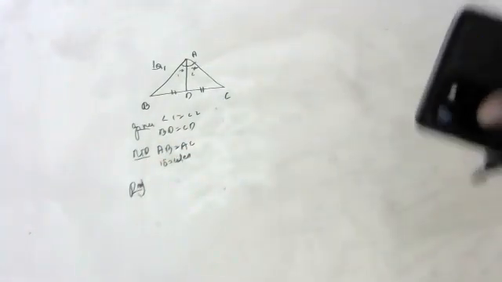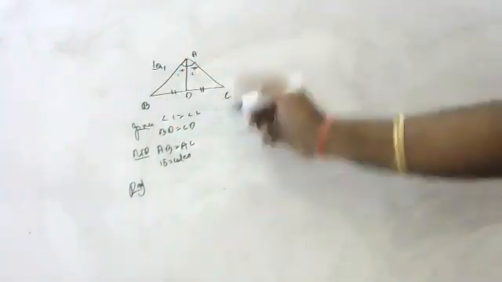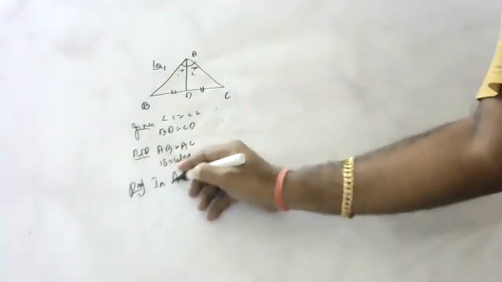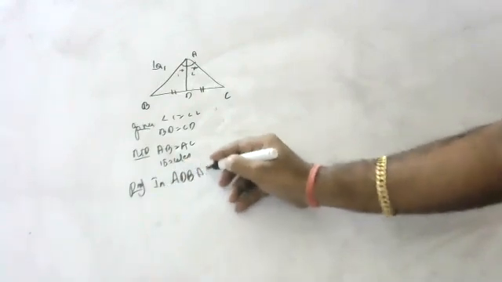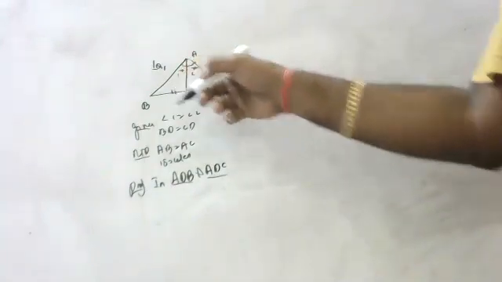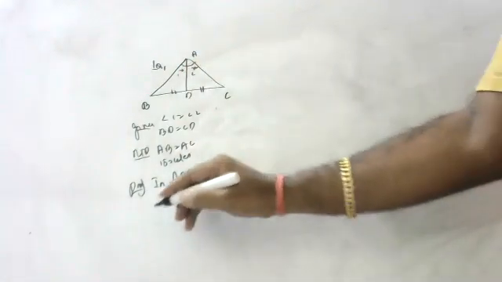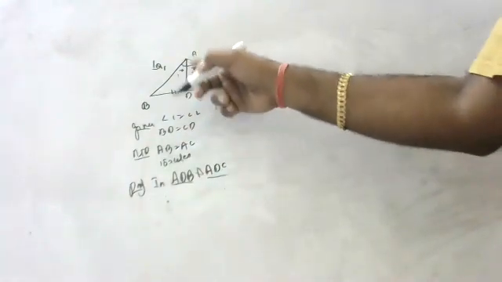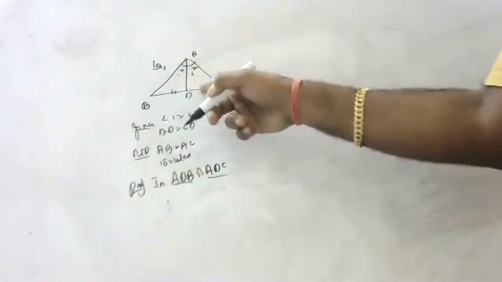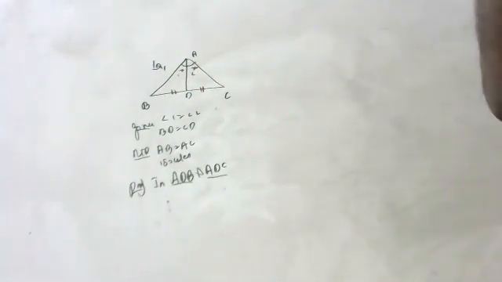What are the two triangles we have here, children? ADB and ADC. In ADB and ADC, what is there? Angle 1 is equal to angle 2. Children, this angle is equal to this angle. This is common side. This side is equal to this side. Any congruency condition will come, children? No, no.